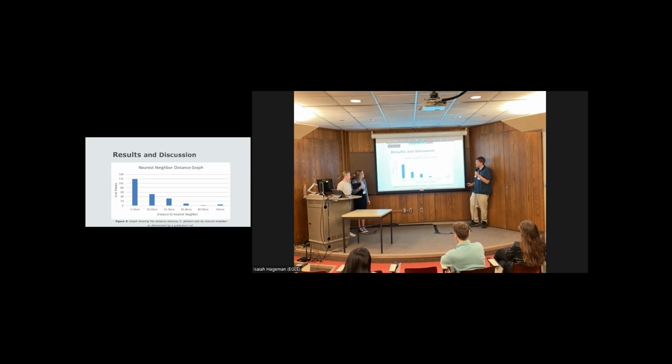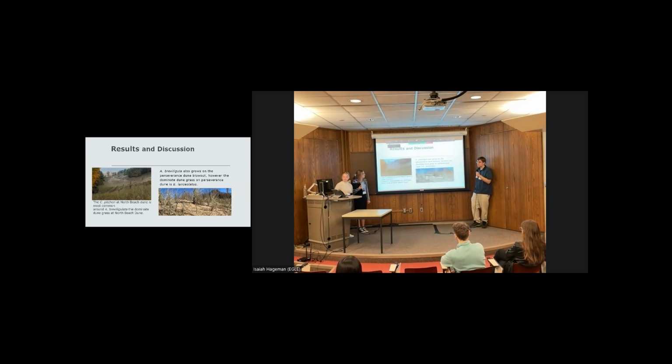So here you can see our nearest neighbor data, and our most common nearest neighbor was the dune grass Ammophila regulata, and you can see that they like to grow real close at 110 centimeters, and it became less common as they got farther away. So, comparing the plants at Perseverance Dune to North Beach Dune, we found that dominating North Beach Dune was Ammophila regulata. And although it did grow at Perseverance Dune, the dominant dune grass is instead Elaeus latus.